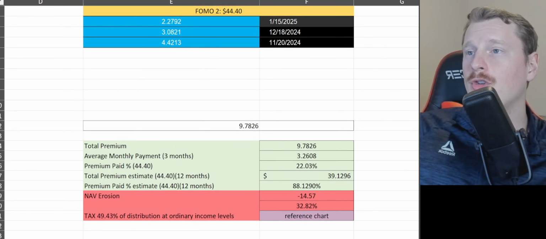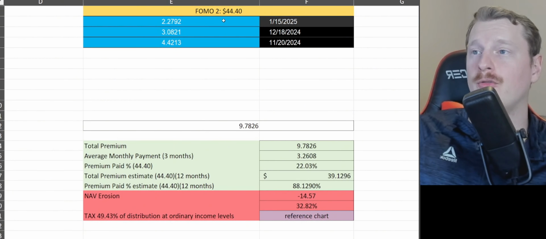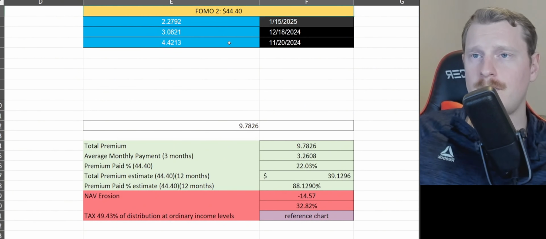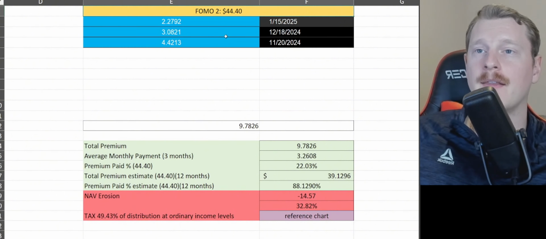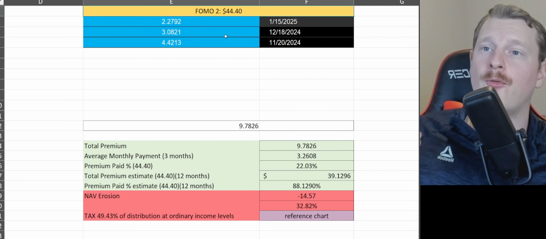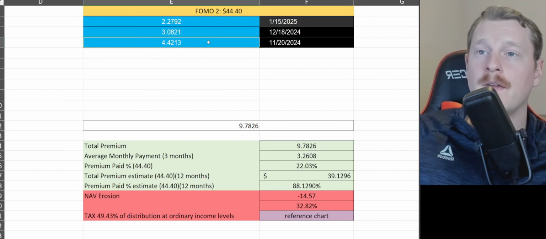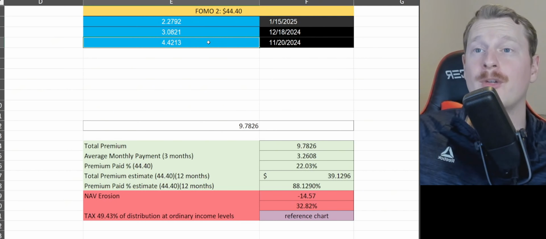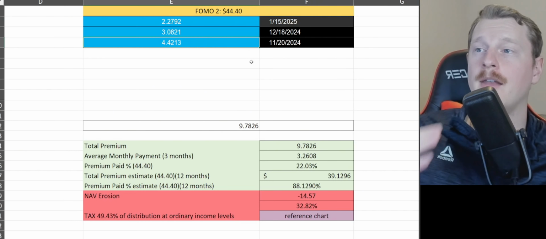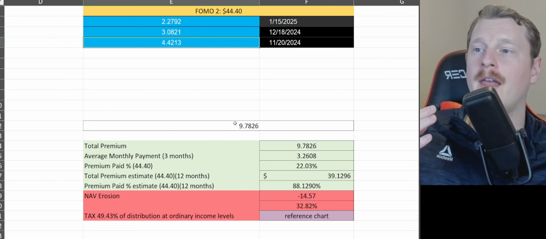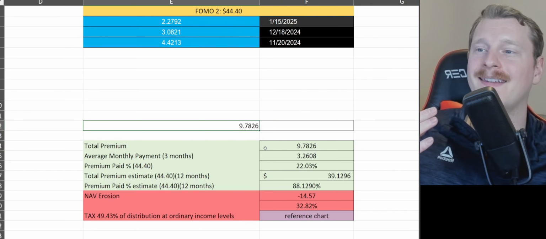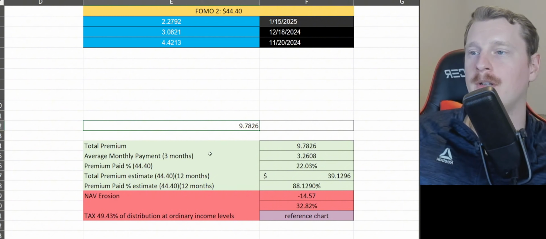So now let's look at FOMO level number 2. FOMO number 2 is the second highest spike that MSTY had, and that was November 20th. So that spike was about $44.40. And from November until today, there's 3 distribution payments, right? And of those 3 distribution payments, that totaled about $9.78 in total distribution, right?